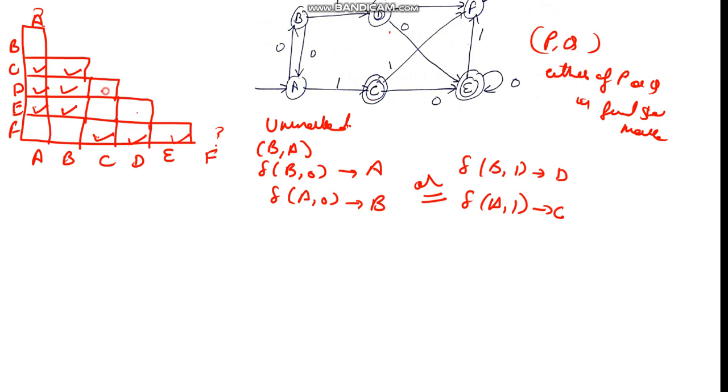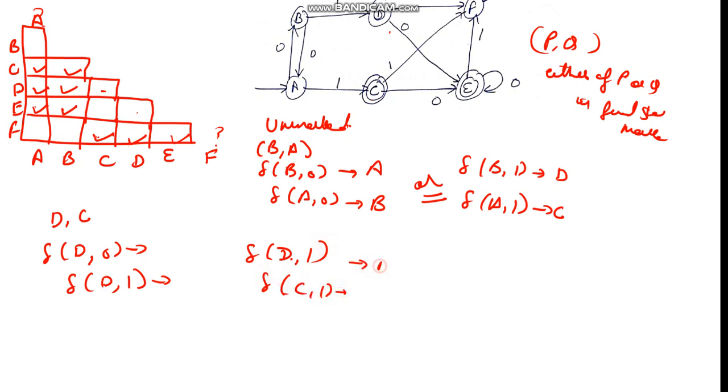Now what is the next unmarked pair? The next unmarked pair is this one, that is D and C. Similarly we will check the transitions of D with 0 to E, D with 1, and C with 1, it is giving F, and it is giving E. The C with 0 is giving E. So here, neither of them is marked, so we will not mark this either.